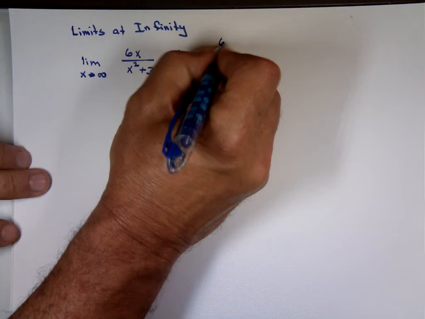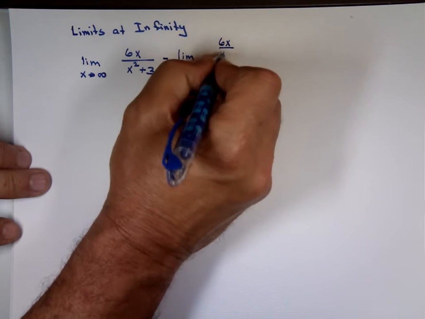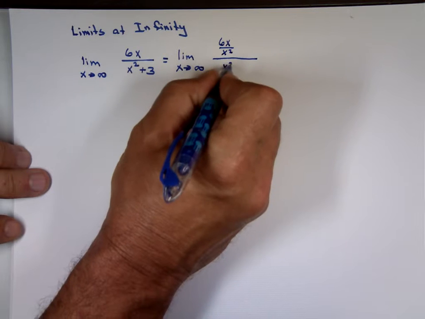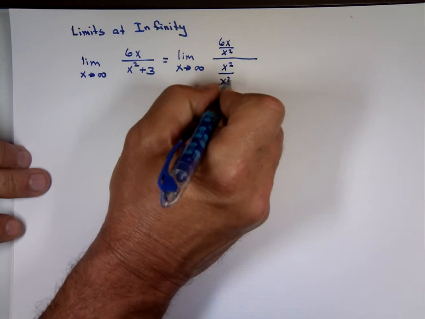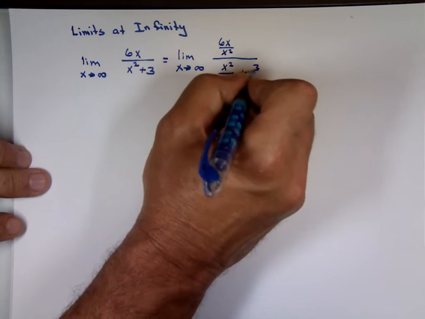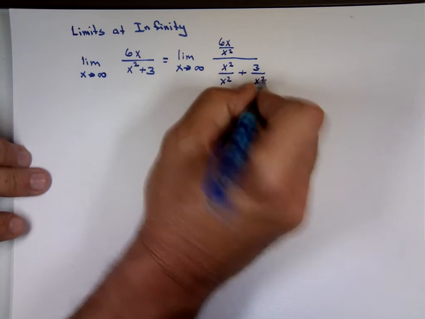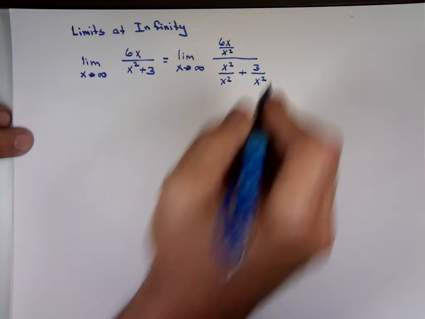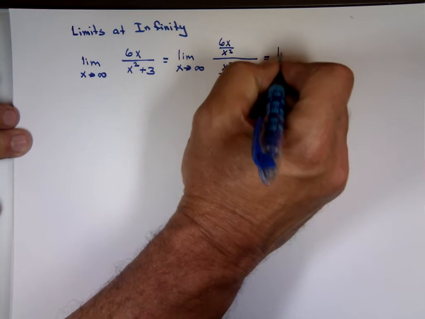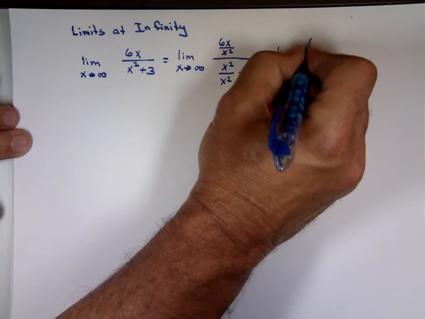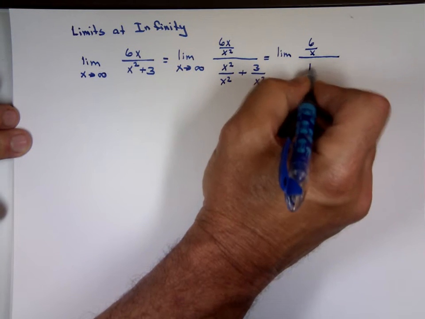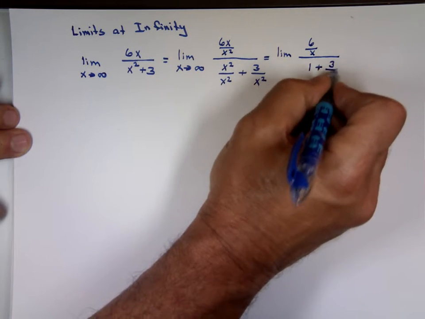So that would be 6x over x squared, divided by x squared over x squared plus 3 over x squared. And you end up with the limit of 6 over x divided by 1 plus 3 over x squared.